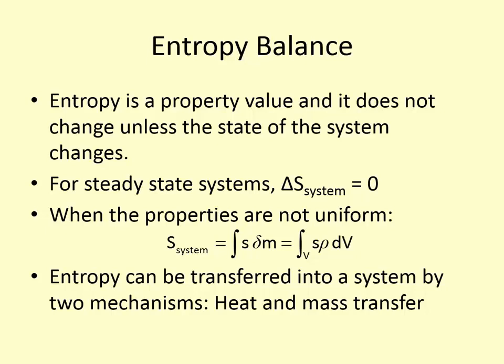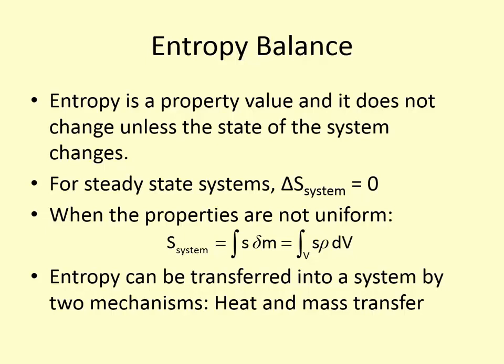We just assume that it's uniform and we don't have to take into account any variation. So there are two ways that entropy can be transferred into and out of a system, and those are by heat and by mass transfer. You notice that work is not included, okay, because entropy is not transferred to and from a system via work.